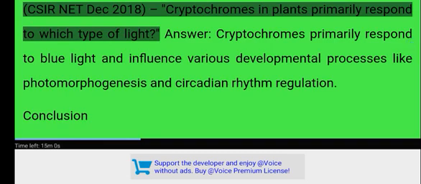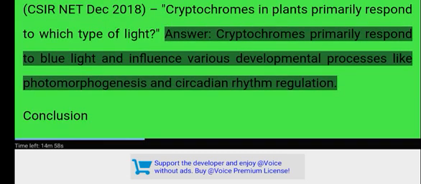CSIR NET December 2018. Cryptochromes in plants primarily respond to which type of light? Answer: Cryptochromes primarily respond to blue light and influence various developmental processes like photomorphogenesis and circadian rhythm regulation. Conclusion.